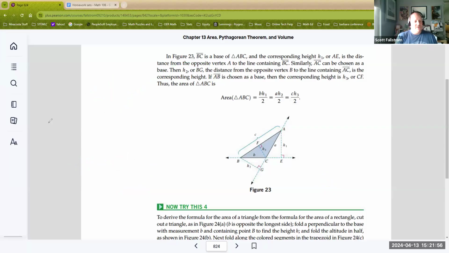Now, if you had chosen a different base, let's say you chose this side here as your base, then I would need to extend that side to find the height, because remember, the height has to be perpendicular to that side. So this would be the height right here. So that's why you'll see B times H1, then A times H2, and C times H3, but all of them divided by 2.